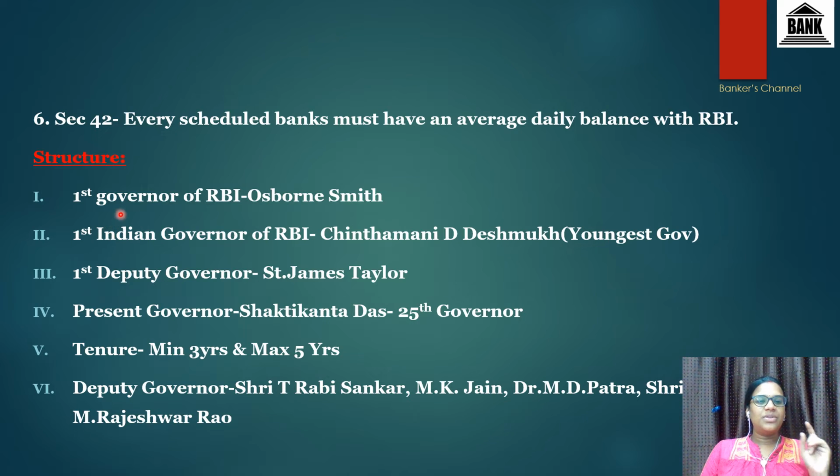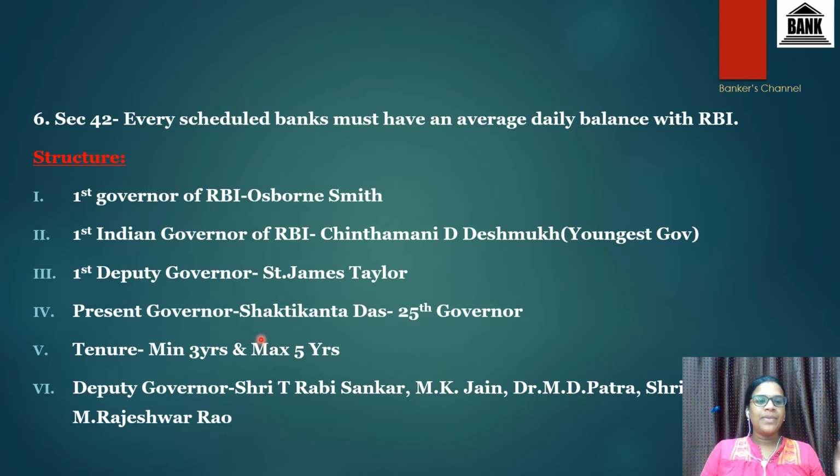The first governor of the Reserve Bank of India is Osborne Smith. He is a British person. The first Indian governor of RBI is Chintamani D. Deshmukh. And Osborne Smith is the first governor of RBI, who is a British person. One more thing to be noted here is that Chintamani D. Deshmukh is the youngest governor of the Reserve Bank of India. And the first deputy governor is St. James Taylor.